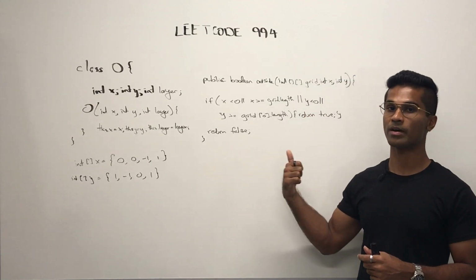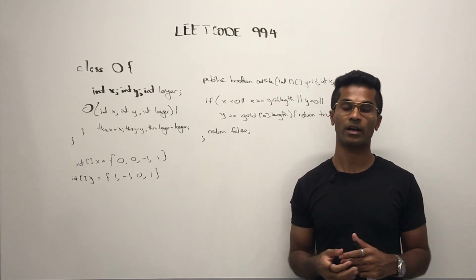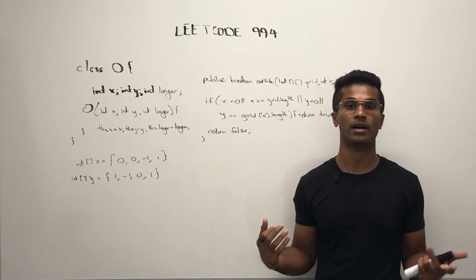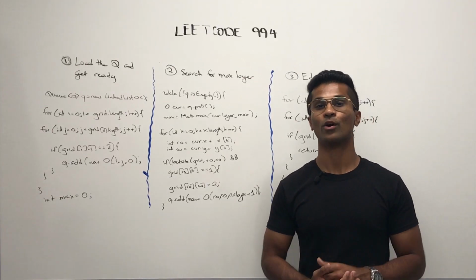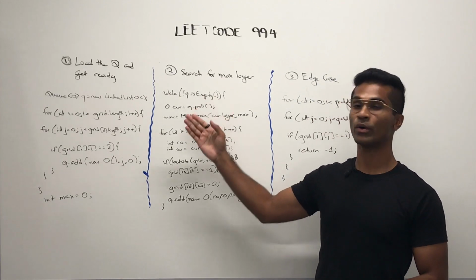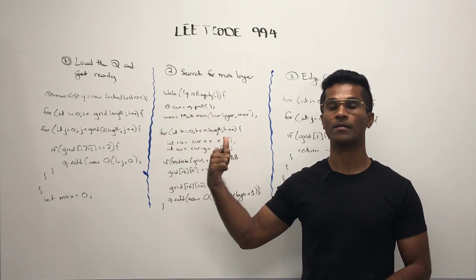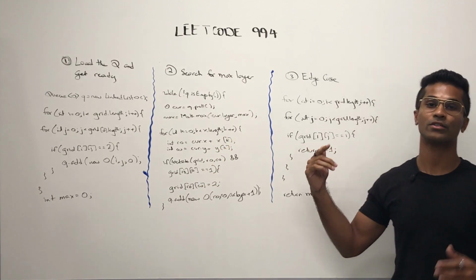And this is just a helper method outside. So given a grid and 2 coordinates, I'm just going to return true or false if it's inside or outside. Let's look at the meat of the algorithm. All right, so I've written the meat of the algorithm and I've split it into 3 parts. The first part is loading the queue and getting ready. The second part is the actual searching of the largest layer we can find. And the third part is a search for an edge case.